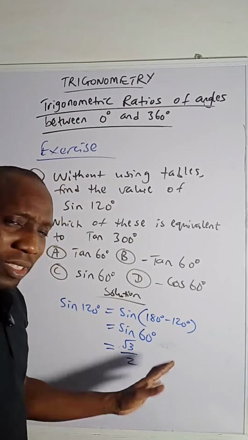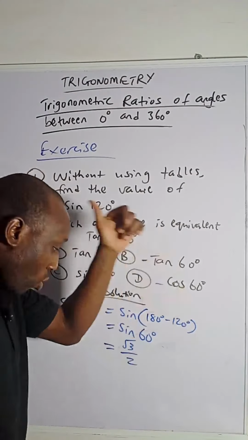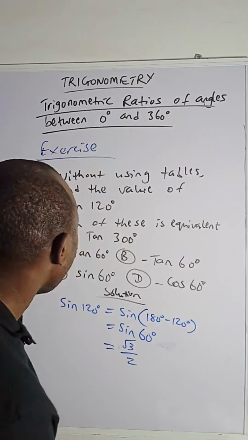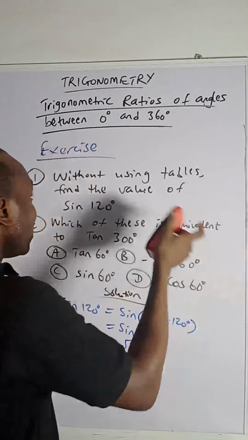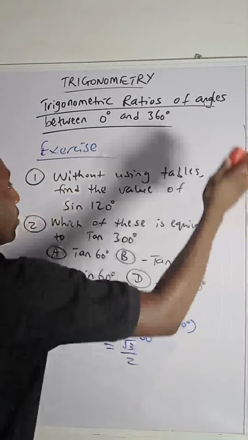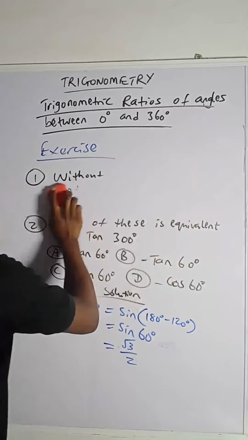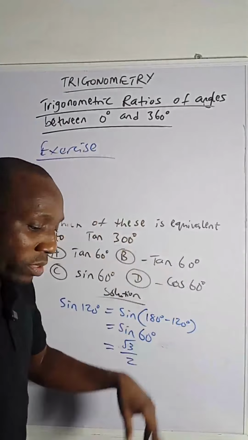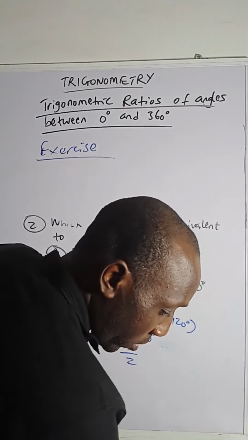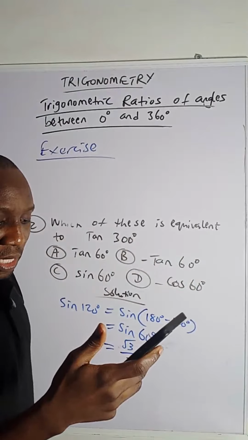If you are wondering how the root 3 over 2 came about, go and watch the first lesson on trigonometry. This is the second lesson we have. I got you. Okay, we are done with number 1. What about number 2? Look at the options. Is it A, B, C, or D? Type the correct option in the comments. Is it A, B, C, or D?